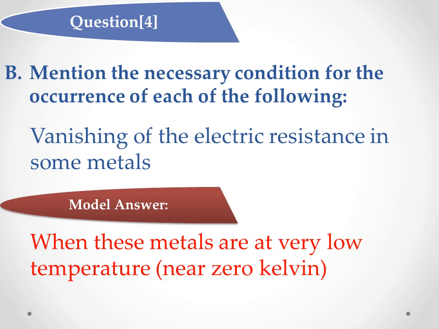Question 4. B. Mention the necessary condition for the occurrence of each of the following: vanishing of the electric resistance in some metals. Model answer. When these metals are at very low temperature near 0 Kelvin.